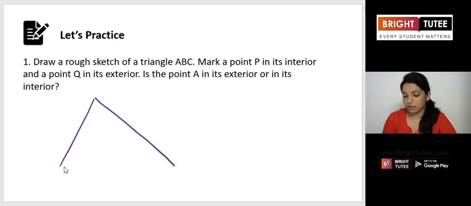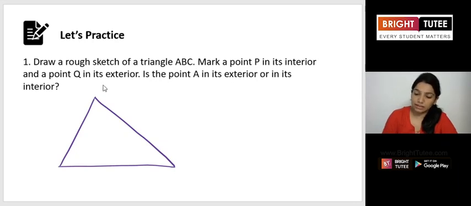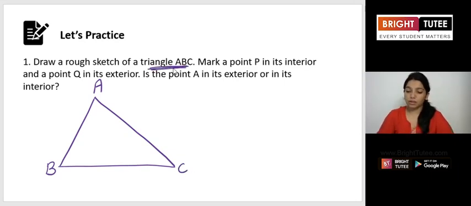So this is a triangle. Again, I'm saying make sure that you draw such images using the ruler and pencil, right? So here, this is the triangle and the name is given as A, B and C. So we were given to name the triangle as triangle ABC. Now what we need to do, we need to mark a point P in its interior. So we know that this particular point P will lie somewhere here on this interior region of the triangle.